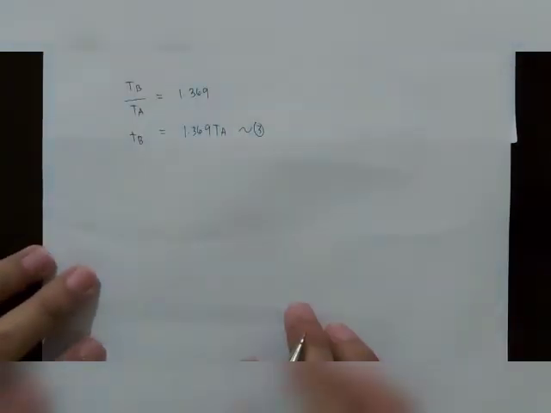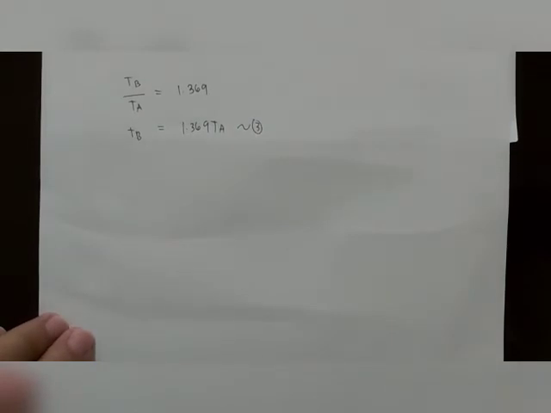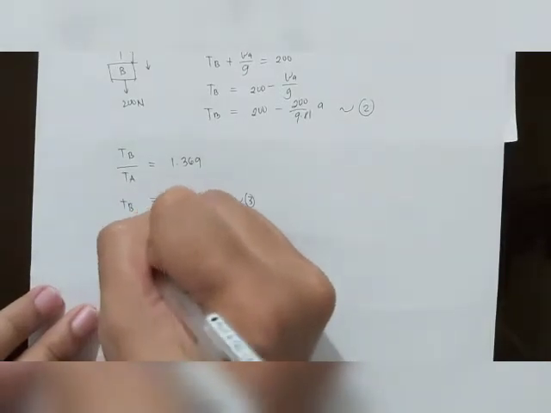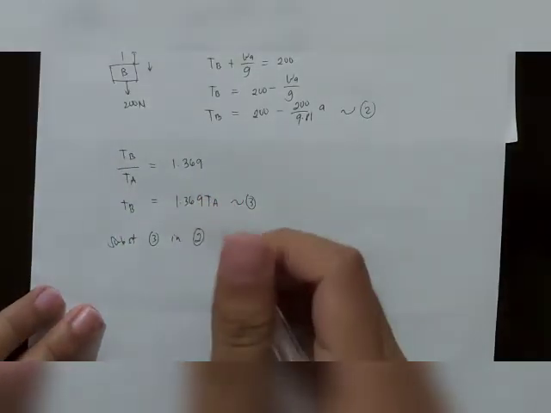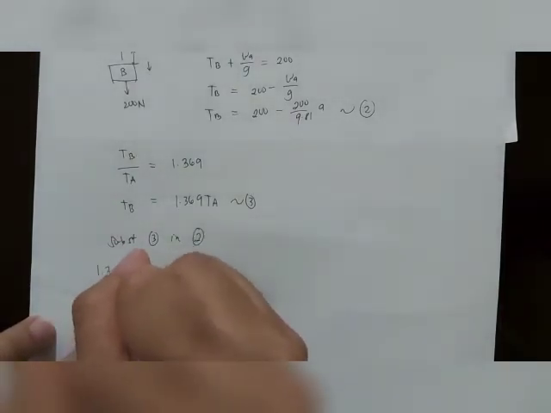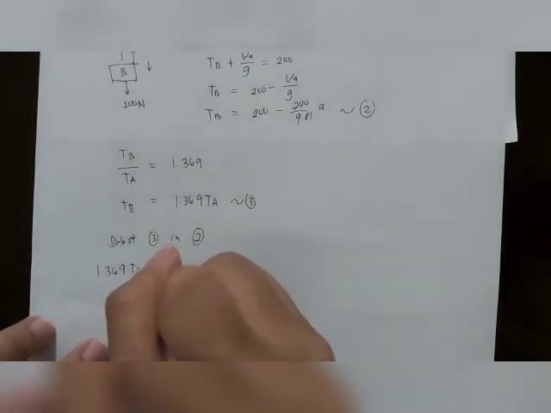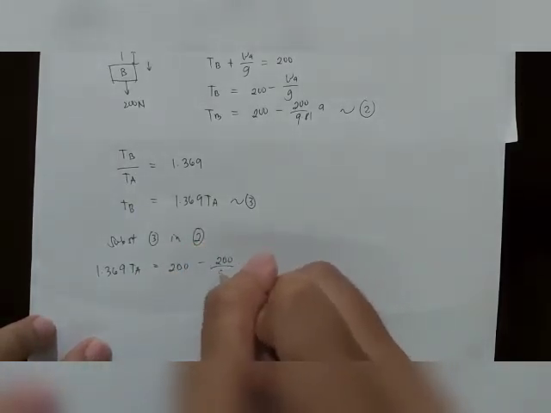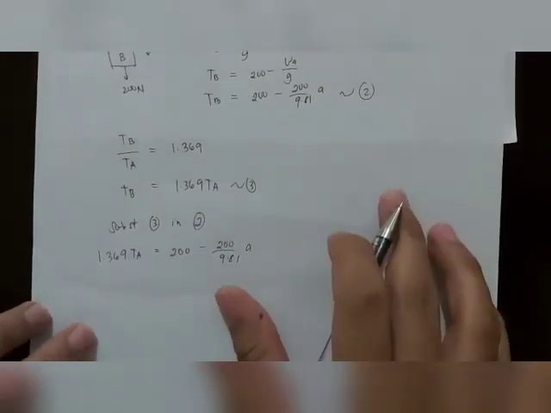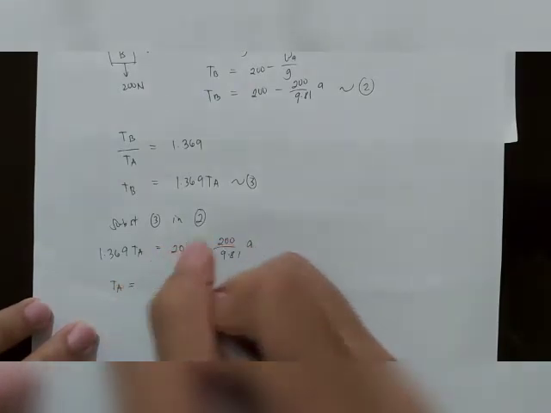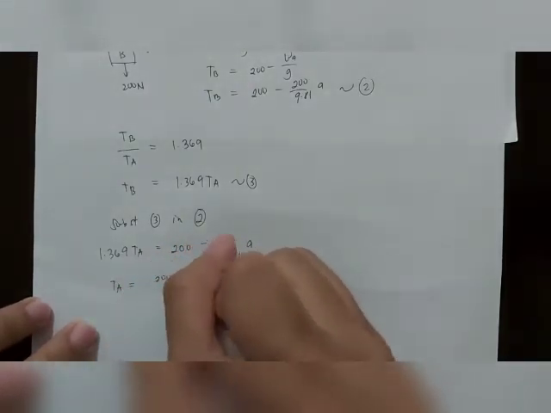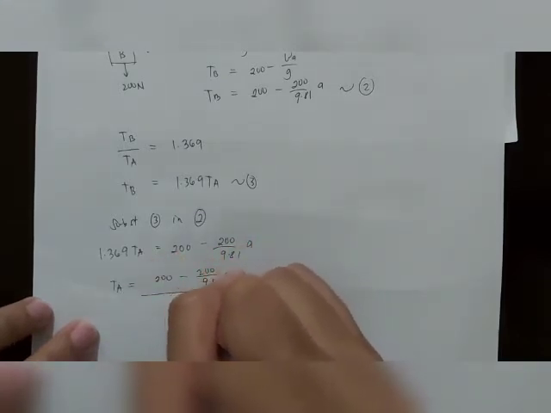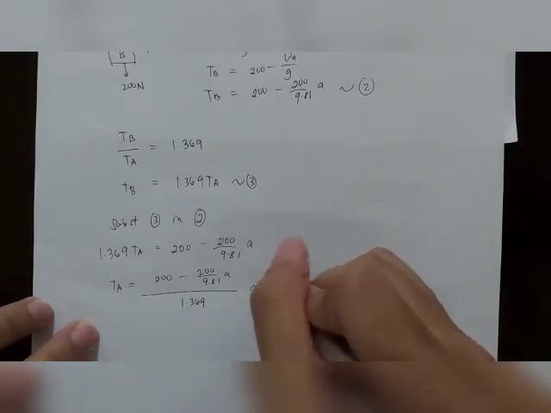Okay? So next naman, substitute natin yung equation 3 to equation 2. Okay? So substitute 3 in 2. So 1.369 TA is equal to 200 minus 200 all over 9.81 times the acceleration. So we have TA is equal to 200 minus 200 all over 9.81 times the acceleration all over 1.369. So this will be ngayon equation 4.